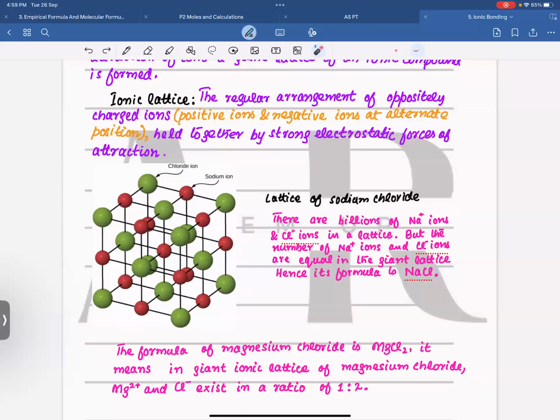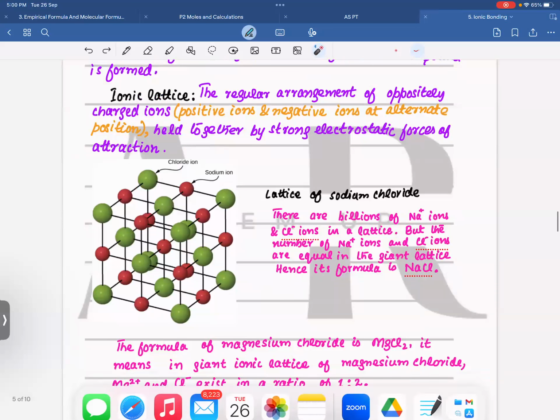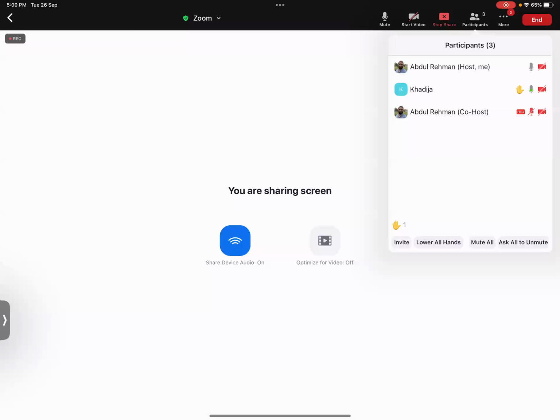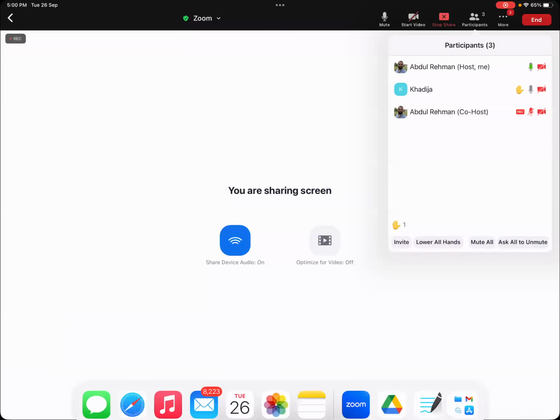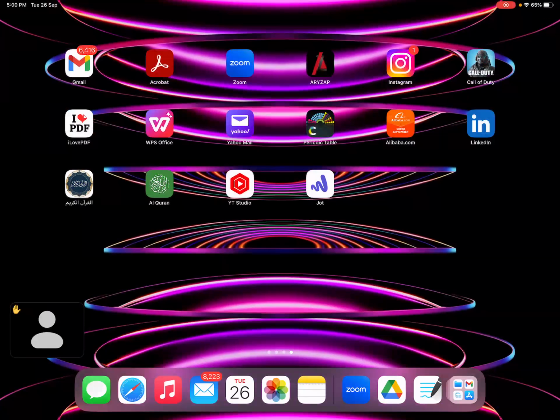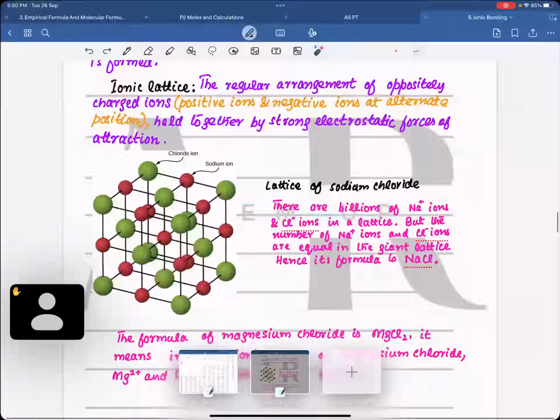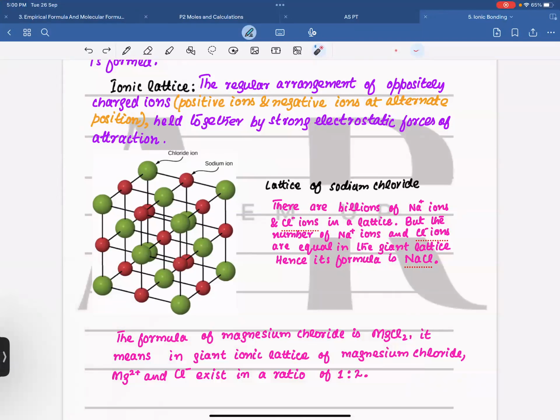Yes, Khatija and Sania, are you guys done? Yes, sir. I have a question. Yes, sure, ask. Sir, when the two ions are equal in number, like if there are equal numbers of sodium and chlorine, it means they are telling the number of both of them. But if they are not equal, they will always tell the ratio, right?